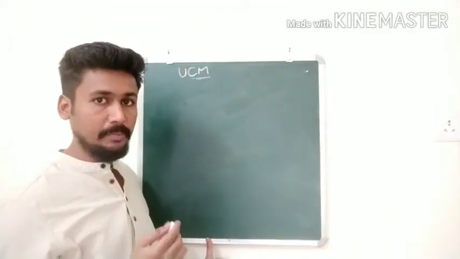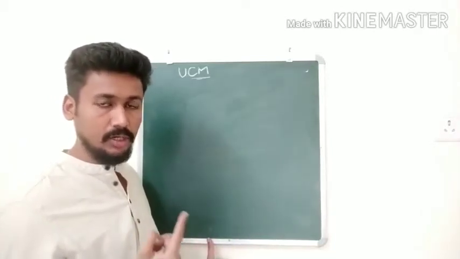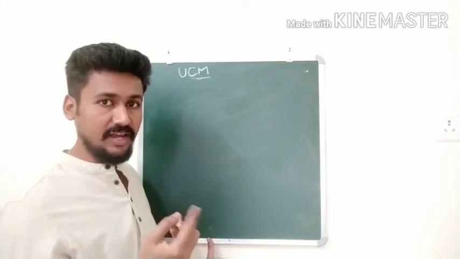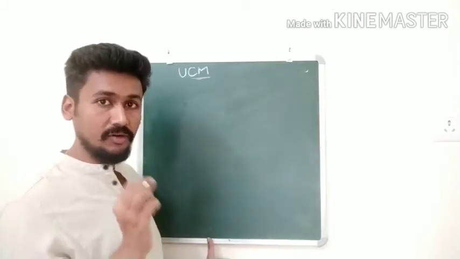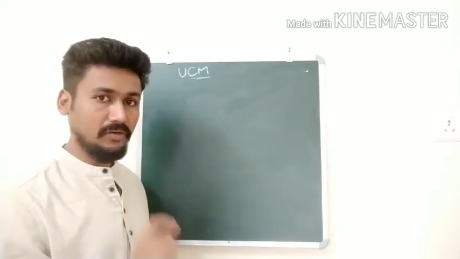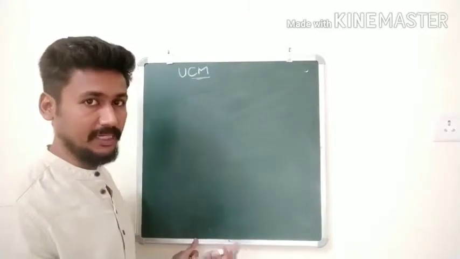For example, the motion of our earth around the sun, that is a circular motion. Motion of our ceiling fan, that is a circular motion. Or motion of the hands of a watch. All these are examples of circular motion. Now, why does circular motion take place?